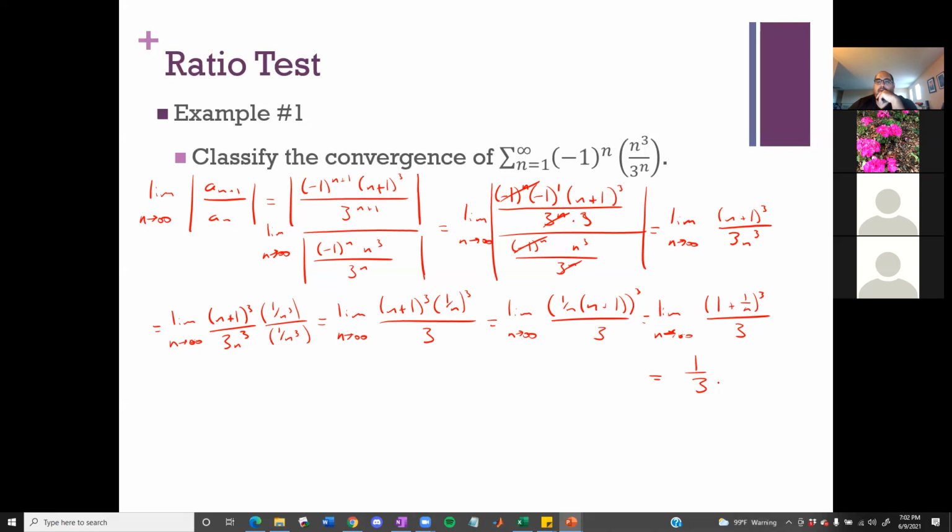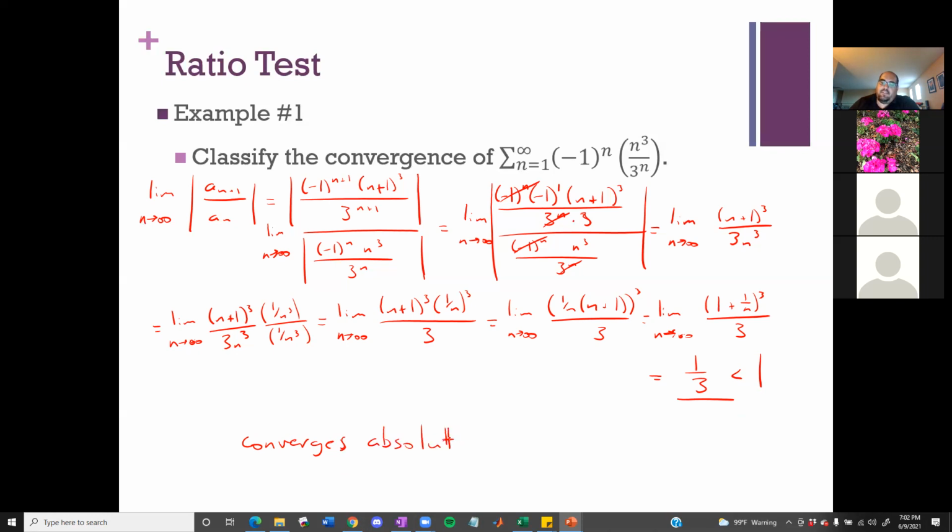So what does that mean about this series? What conclusion can I draw from here? It converges. Can I be more specific than that? Not conditionally. It's actually absolutely. Not conditionally. Yeah.